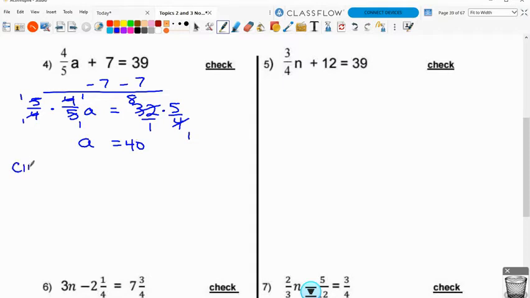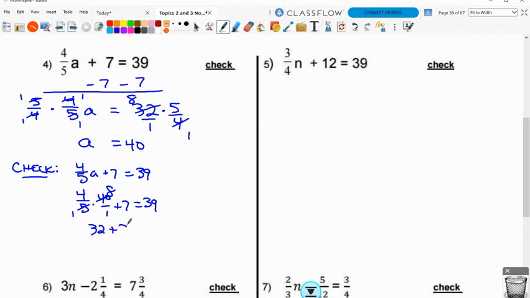All right, I'm going to do my check down here. Okay, we had 4/5 a plus 7 equals 39. And I think that a is 40. So I'll substitute that value in. Before I multiply, 5 and 40 have a common factor of 5. 5 goes into 5 once and into 40 8 times. So 4 over 1 times 8 over 1 is 32. Bring down the plus 7 equals 39. And now when you add 32 and 7, you do get 39. 39 equals 39, which checks. So a has a value of 40.